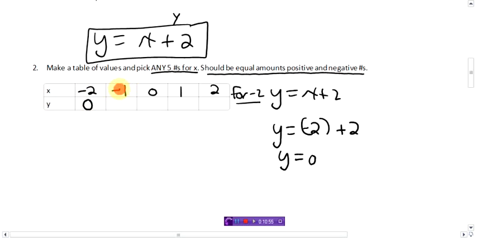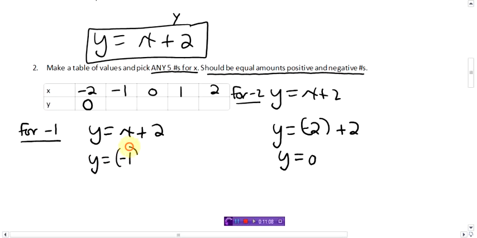Okay, let's do the same thing for negative 1. So for x equals negative 1, we go y equals x plus 2. We sub in a negative 1 in for x. Y equals negative 1 plus 2. You're down 1, you're up 2. Y equals positive 1. So positive 1 goes there.